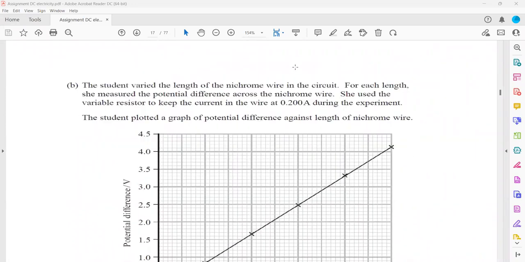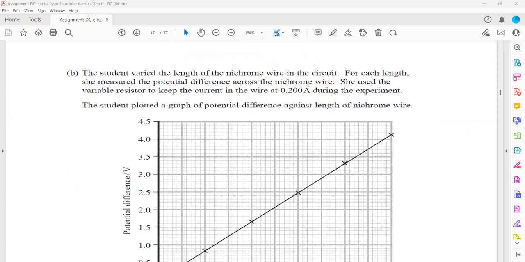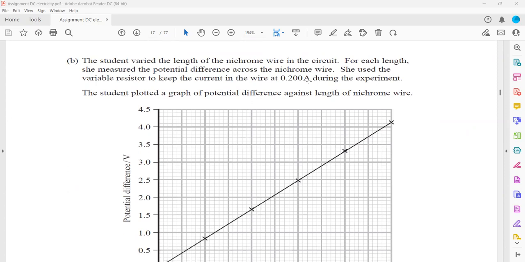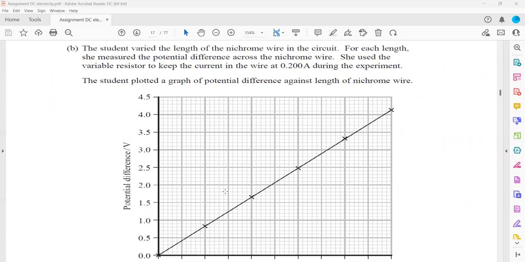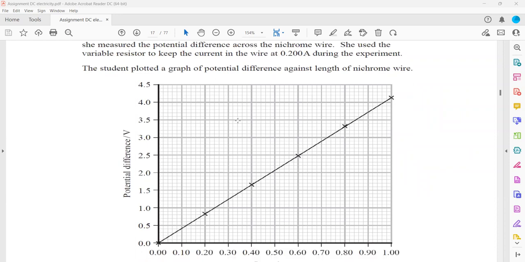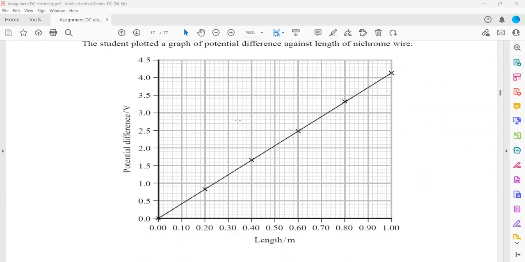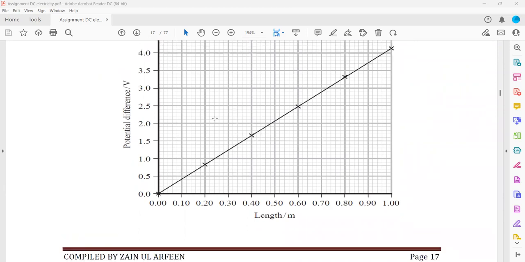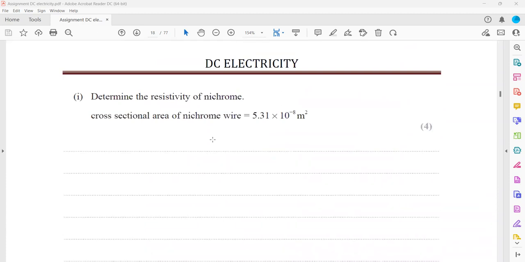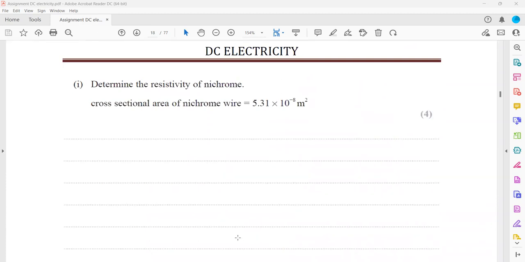The student varied the length of a nichrome wire in the circuit. For each length, she measured the potential across the nichrome wire. She used a variable resistor to keep the current in the wire at 0.2 ampere. During the experiment, the student plotted a potential difference against length graph of the nichrome wire. Determine the resistivity of nichrome. The cross-section area is given.